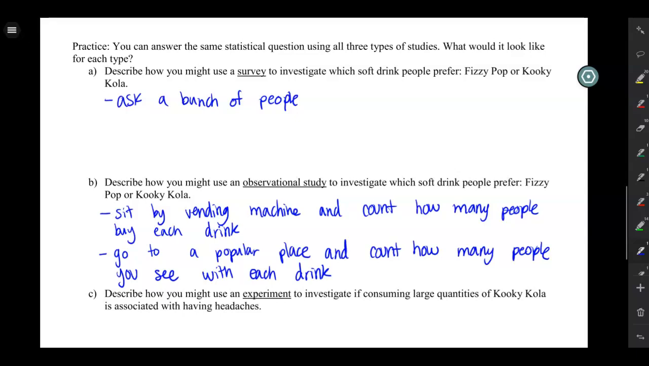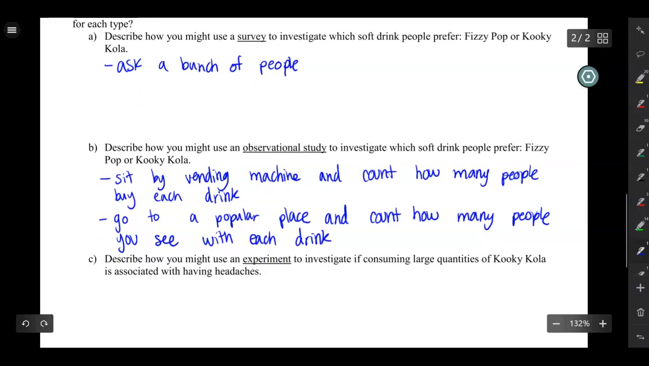Okay. So as you think about your observational studies, you need to make sure that you're observing people or individuals or actions that are actually going to be reflective of the population that you're studying. All right, let's look at example C here. Describe how you might use an experiment to investigate if consuming large quantities of Coca-Cola is associated with having headaches.